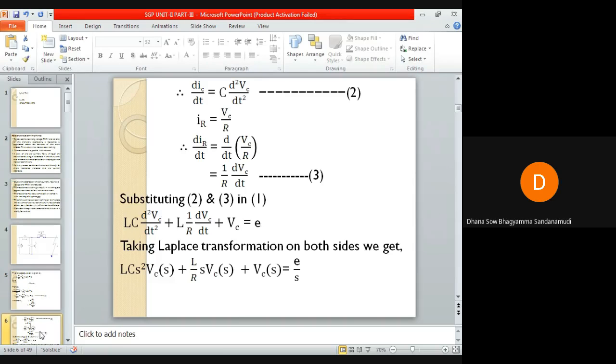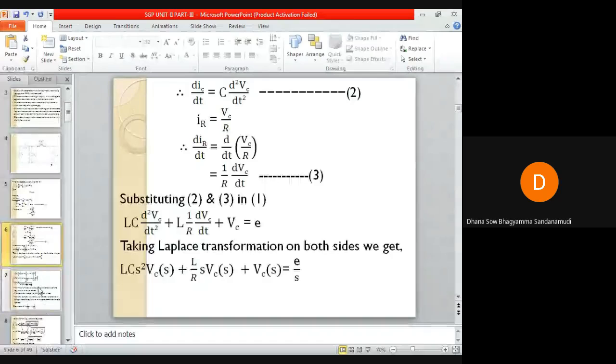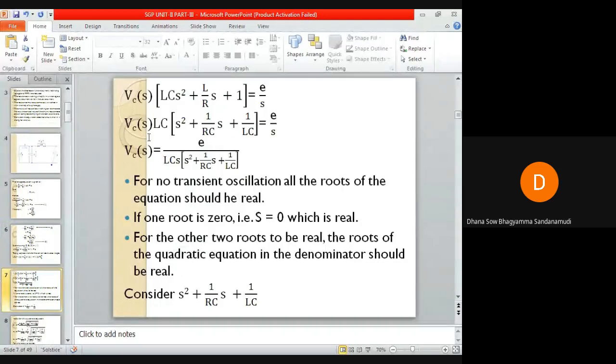Okay, completed, very good. Now take Vc(s) common in the above equation. You will get Vc(s) into LC s square plus L by R s plus 1 equal to E by s. After taking Vc(s) common, again take LC common. You will get Vc(s) into LC into s square plus 1 by RC s plus 1 by LC equal to E by s. So you have got some expression here.